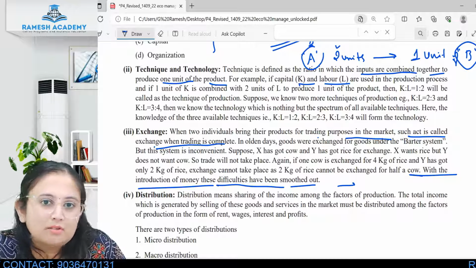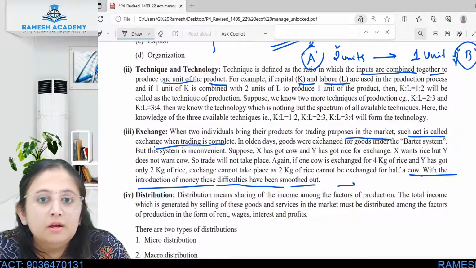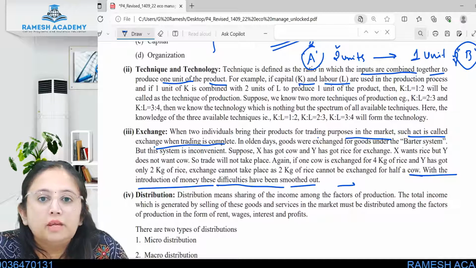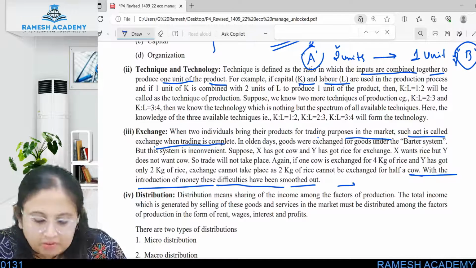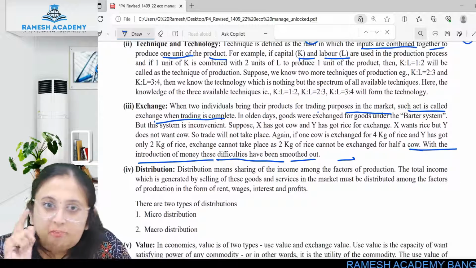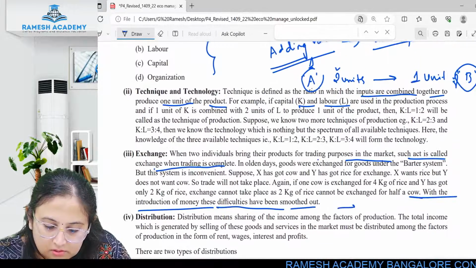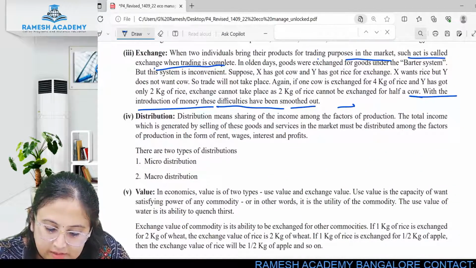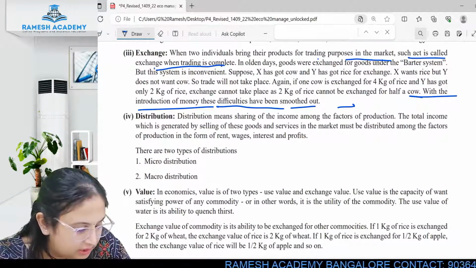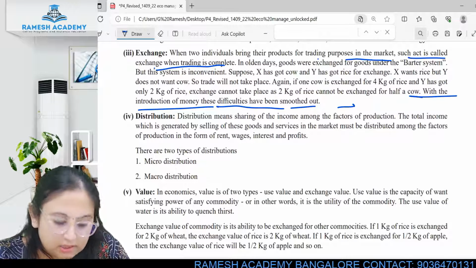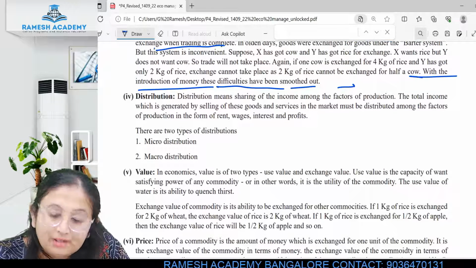In olden days, there was no common medium of exchange like money, but now that money is introduced, it is very, very easy for us to exchange. Everything has a value in terms of money. So that is one more subject matter. If you observe, we have completed three subject matters. The first one is production, then we have techniques and technology, then we have exchange. Now we will go to distribution.